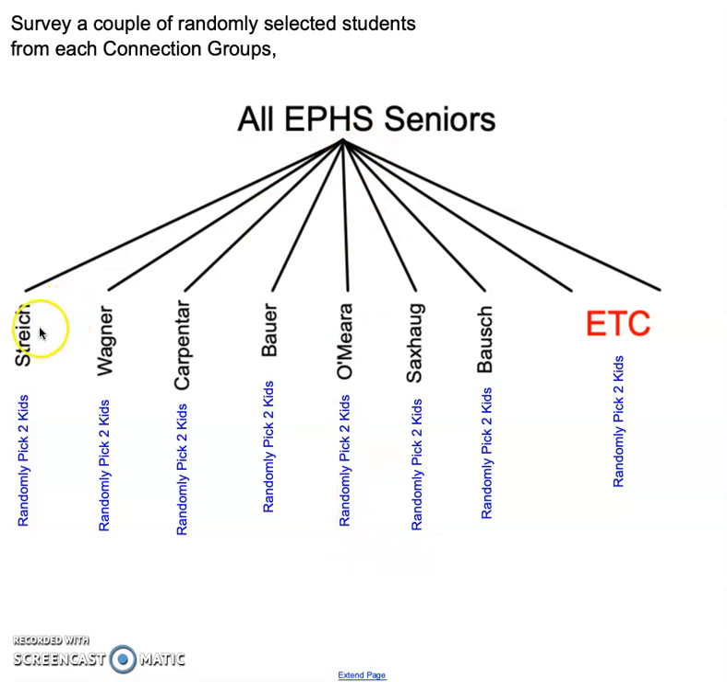This time, I have all of the connection groups that have seniors. Instead of picking 4 of the connection groups, though, I'm going to pick a couple kids from every single one. So stratification, break into groups, pick a couple from each one of your strata.